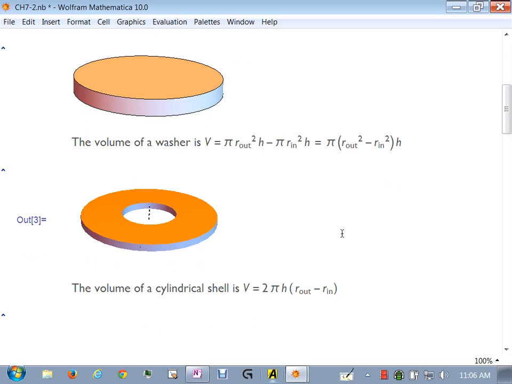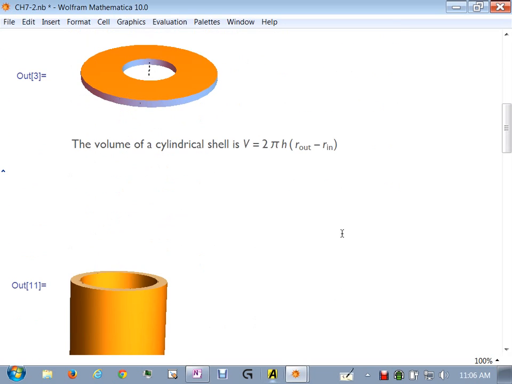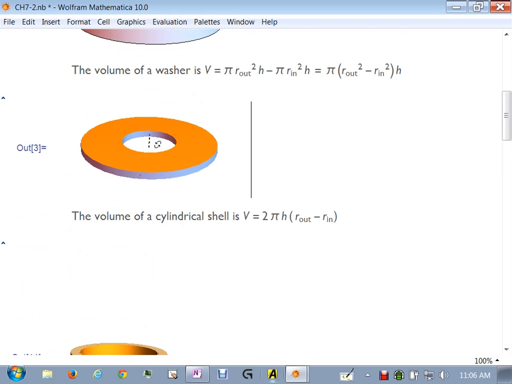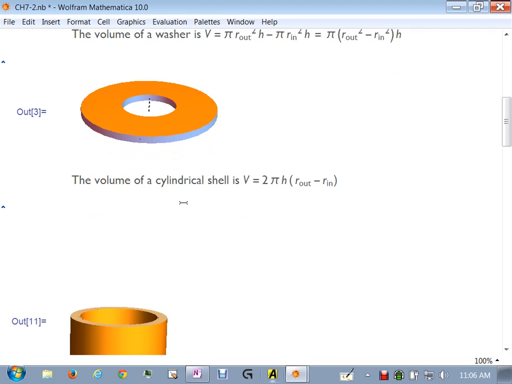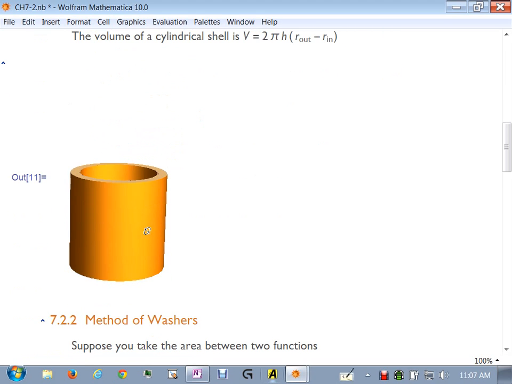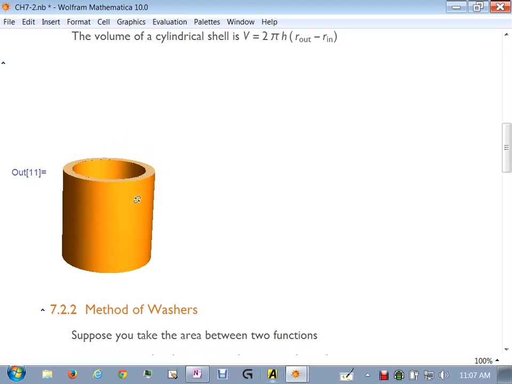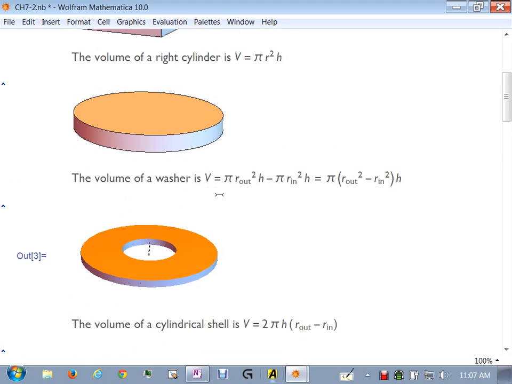All right, now this one is a little different. This is called a cylindrical shell. So it's basically this picture, but there's something more subtle that I want you to see with this. If you have this cylindrical shell, and I want to know the volume of it, could I use this formula up here? Yes, I could, couldn't I?